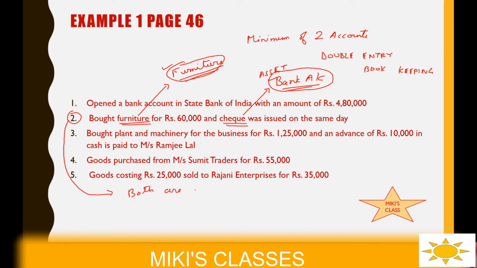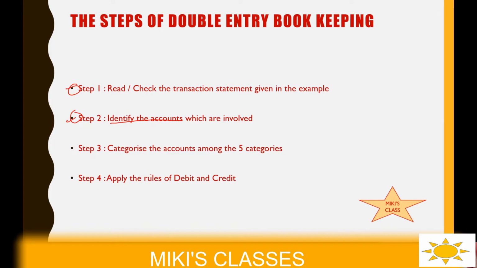Both are assets. When I say both are assets, what are assets? Both furniture and bank account. So which means we have already covered step 3 also. We have categorized. So both of them are assets. Step number 4 now. Apply the rules of debit and credit.